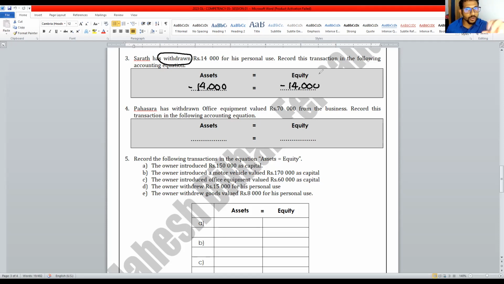How does the business observe this? Look, assets of the business decreased by 70,000, and equity is also decreased by 70,000.